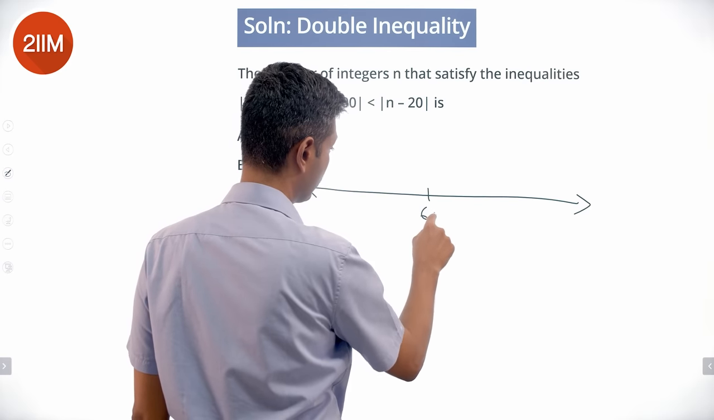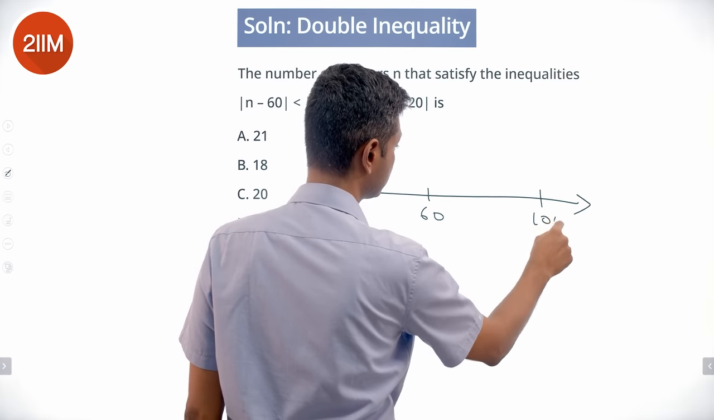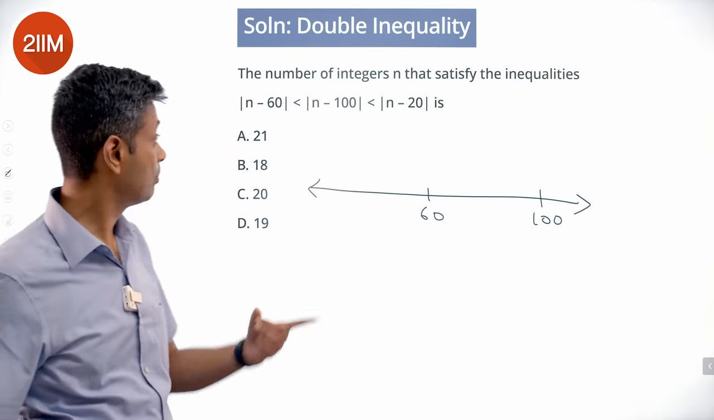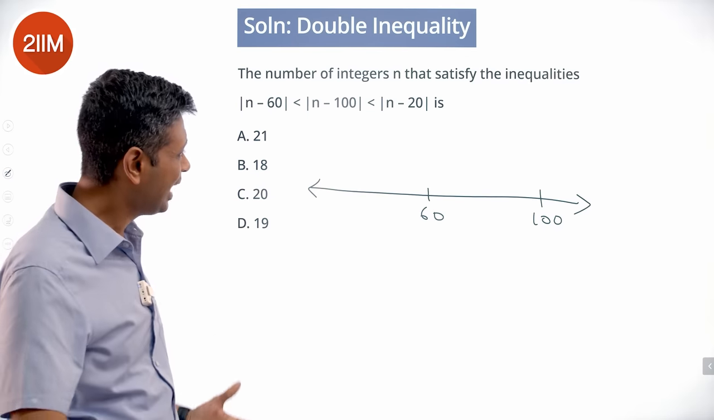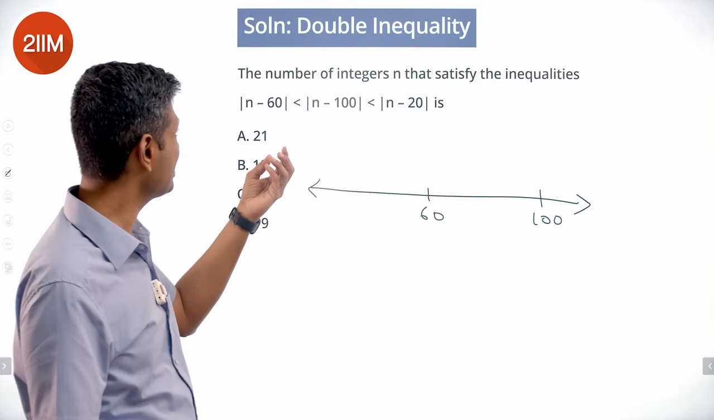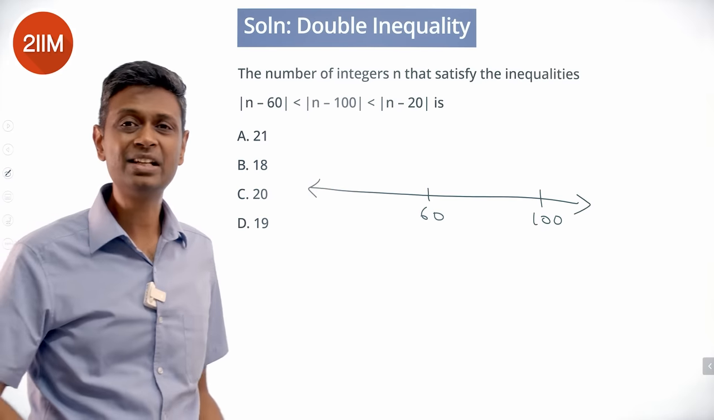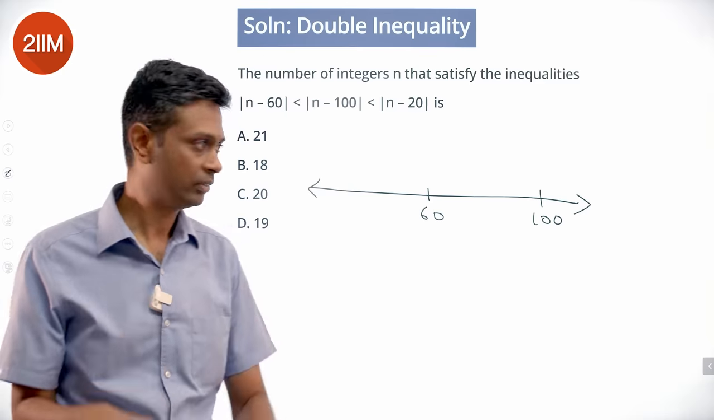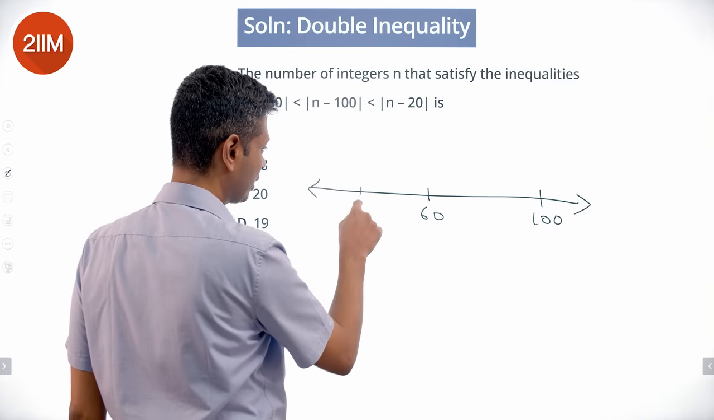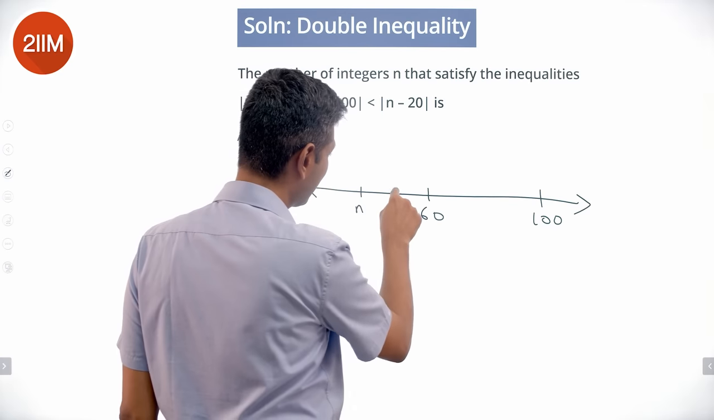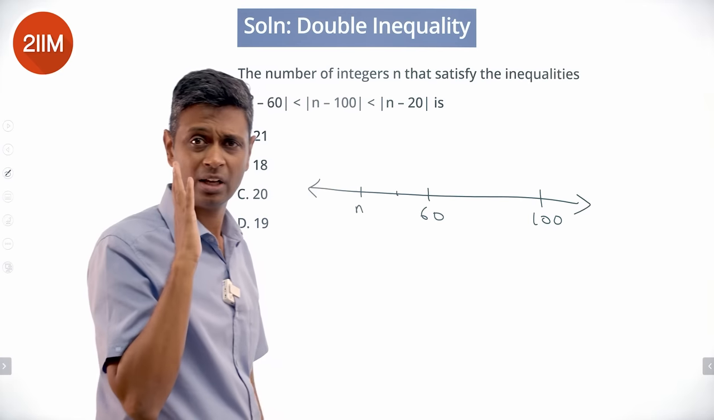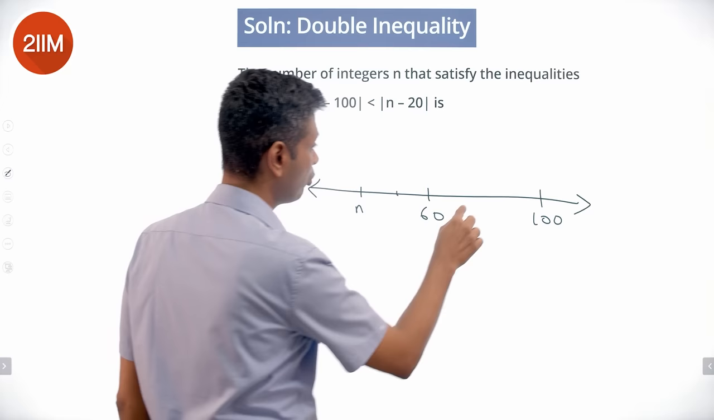So let's say modulus of n minus 60 less than modulus of n minus 100. Let's put 60 here and 100 here. That is, if I have n, distance from 60 is less than distance from 100. Think about this: if n were here, distance from 60 would be less than distance from 100. If n were here, here, here, throughout it will work. There will be a turning point. The turning point will be at 80.